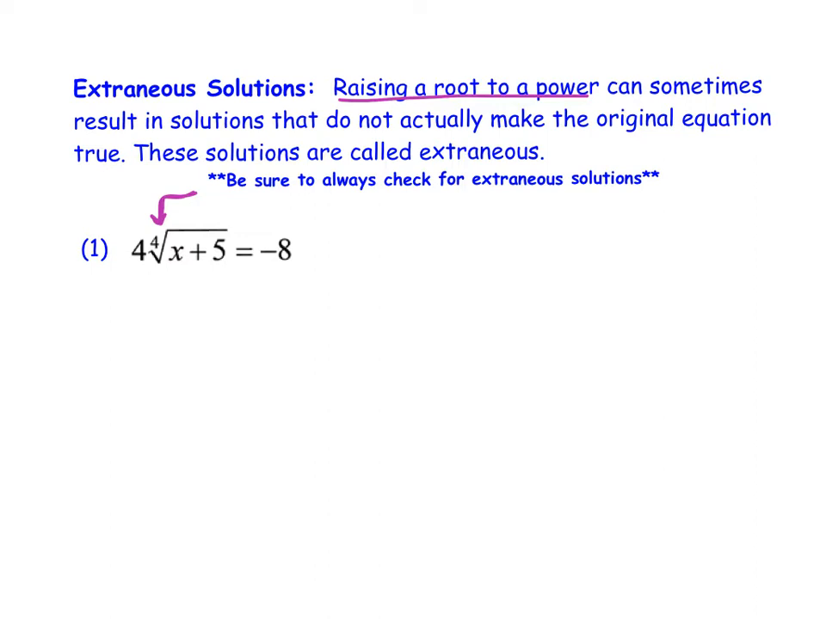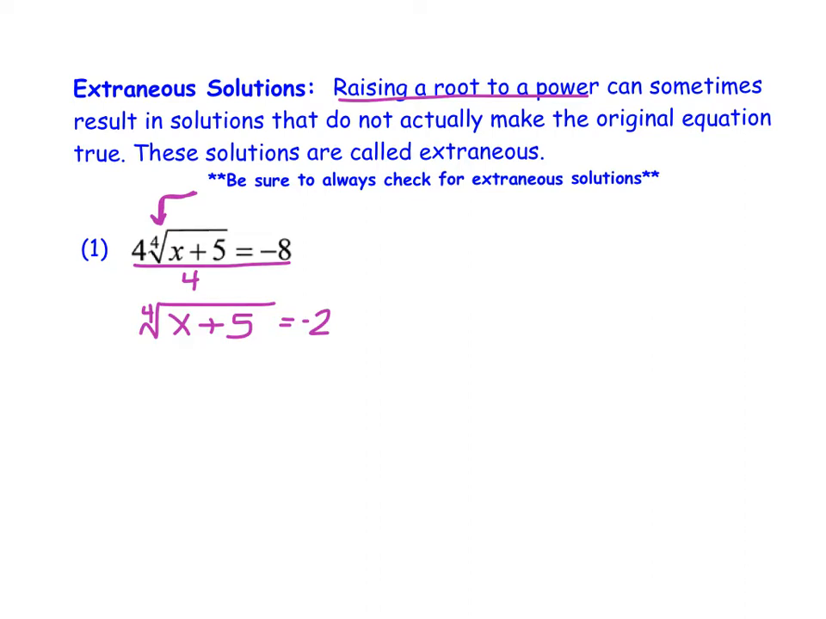So let's work on solving this radical equation together. We know that we need to start by dividing by 4, because we have to get the radical alone. So we have the fourth root of x plus 5 on the inside, and negative 2 on the right-hand side of the equation.